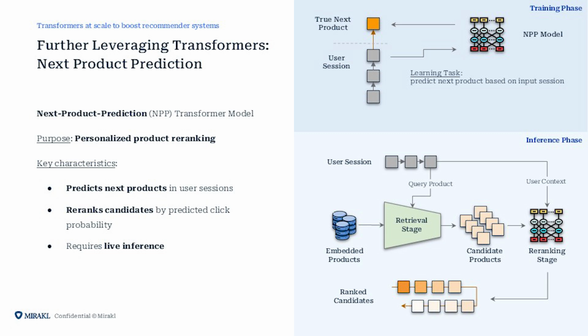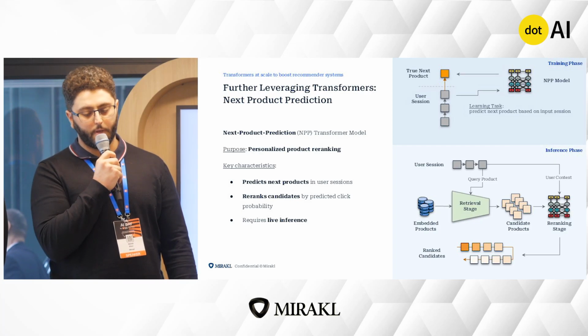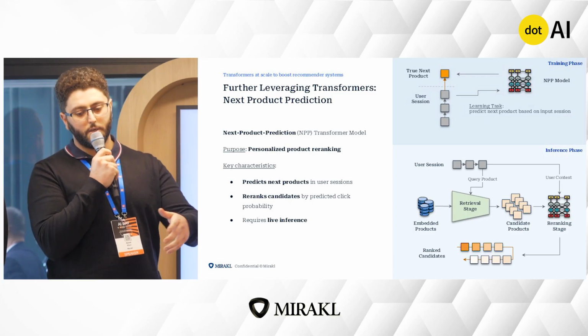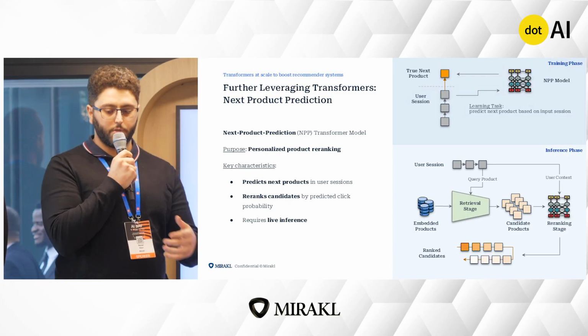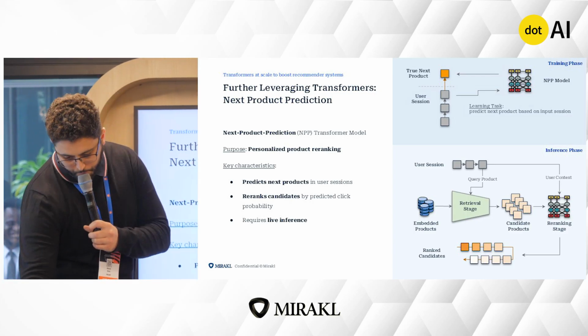And now for the inference phase, once the model is trained, the idea is to use its predicted click probabilities to re-rank a set of candidate products. And this would typically happen downstream of a retrieval stage, which produces the set of candidates. And of course, such an approach would require the model to be served for live inference, as each user session is unique and triggers an ad request, which requires an immediate answer.